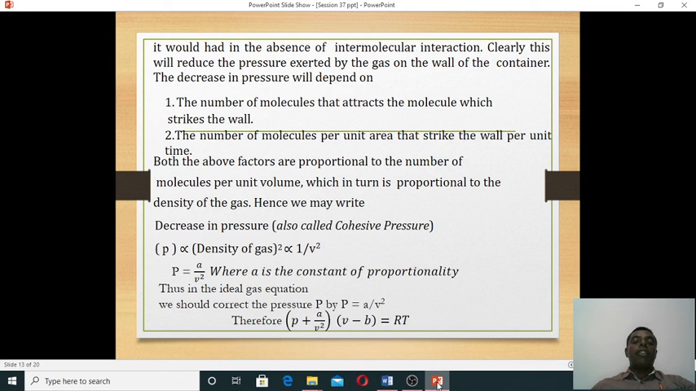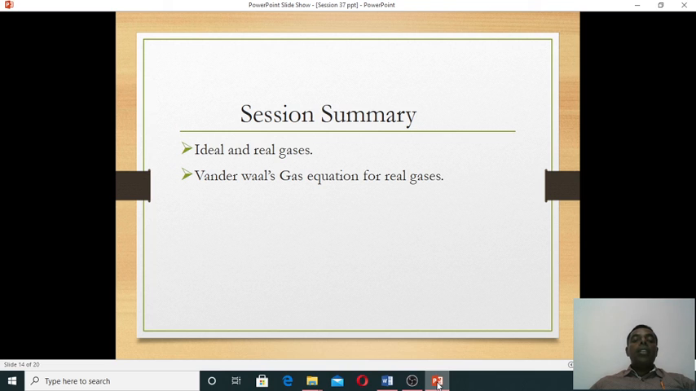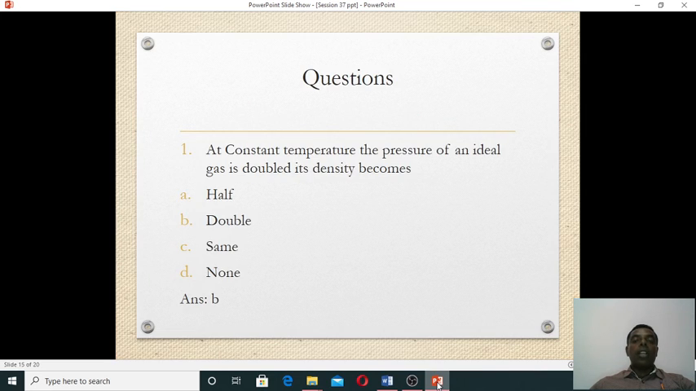Therefore, if I remove the proportionality, I'll put a constant of proportionality called A. Therefore, the pressure decrease due to intermolecular forces is A by V square. Hence, in the ideal gas equation, instead of P, we should add A by V square to it. Therefore, P plus A by V square into V minus B is equal to RT, which is the van der Waals equation. Now, in this session, we have concluded what is meant by an ideal gas and what are called van der Waals gases.